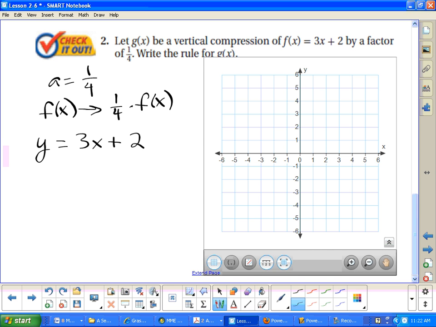Okay, so let's think about that. Let's physically see it first. Okay, so here we have the line y equals 3x plus 2. So I have a y-intercept of 2, and the slope is 3, right? So we go up 3 and over 1.